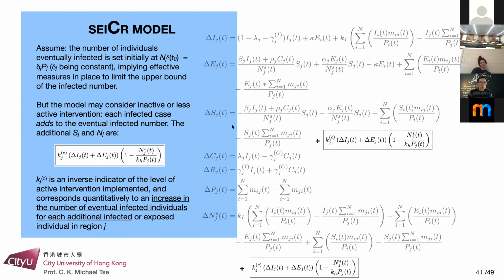So we then modified the original SEIR model, and now we have the SEICR model with C being confirmed, which will replace I in terms of the available data. And here I would also like to introduce an additional term. I'm sorry about this, the algebra is a little bit complicated, but please don't worry about it. Basically, it's just the SEIR state transition equations. But I would just like to draw your attention to this particular additional term, KJ, which we deliberately introduced here to assess the level of active intervention.